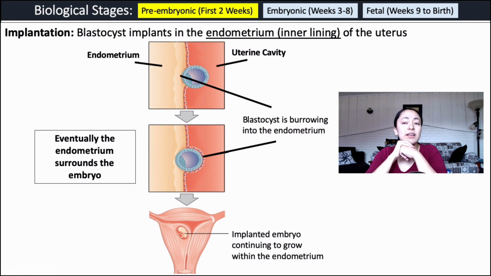Where exactly does implantation occur? So the blastocyst implants itself into the endometrium, or the inner lining of the uterus. And so here's the endometrium, here's the uterine cavity, and the blastocyst will burrow its way completely into the endometrium, and the embryo will start to develop completely within the lining of the uterus.